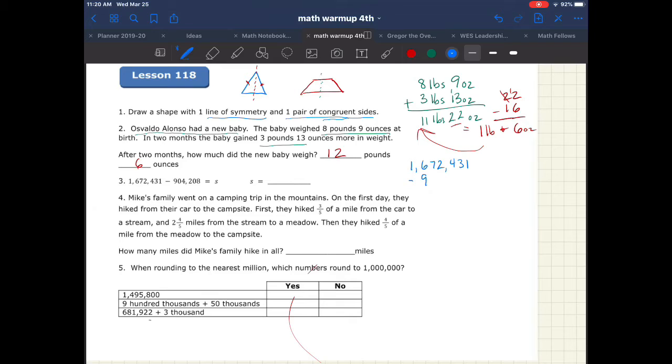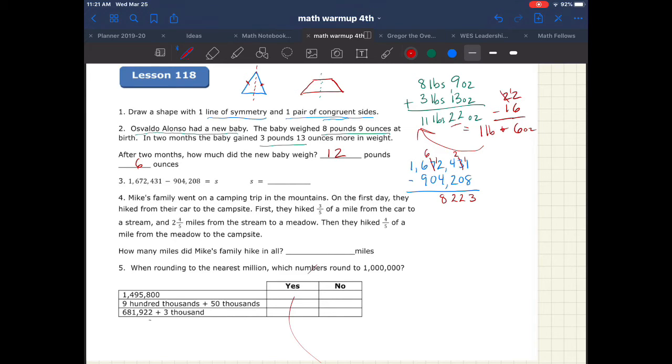1,672,431 minus 904,208. So we're just subtracting, and S is our difference after we subtract. So let's see, 1 is less than 8, so I'm going to regroup. Make that a 2, and this be an 11. 11 minus 8 is 3. 2 minus 0 is 2. 4 minus 2 is 2. I can't take the 4 from the 2 without going to a negative number, so I will regroup again.